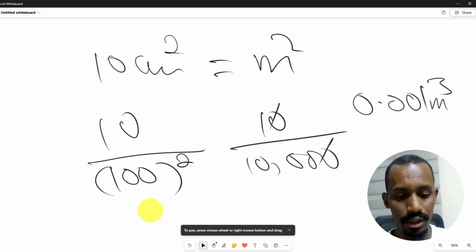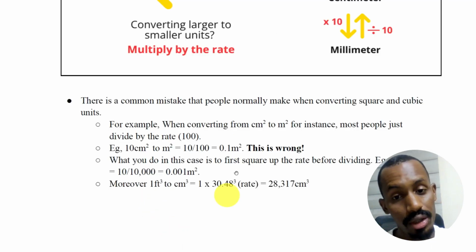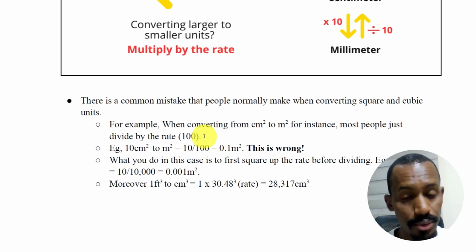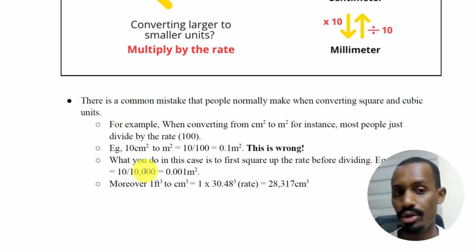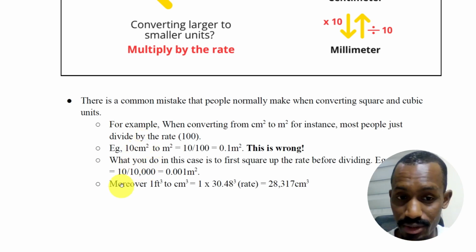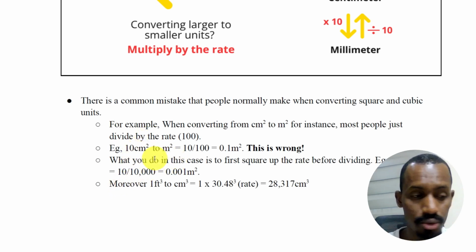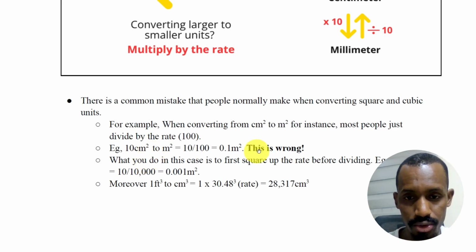So this is the mistake people normally make. Remember, when you put all these things in the calculator or unit converter, it always gives you the correct answer. It's just that when people are calculating manually, they make this mistake. So this is what you do, and you get 0.001.